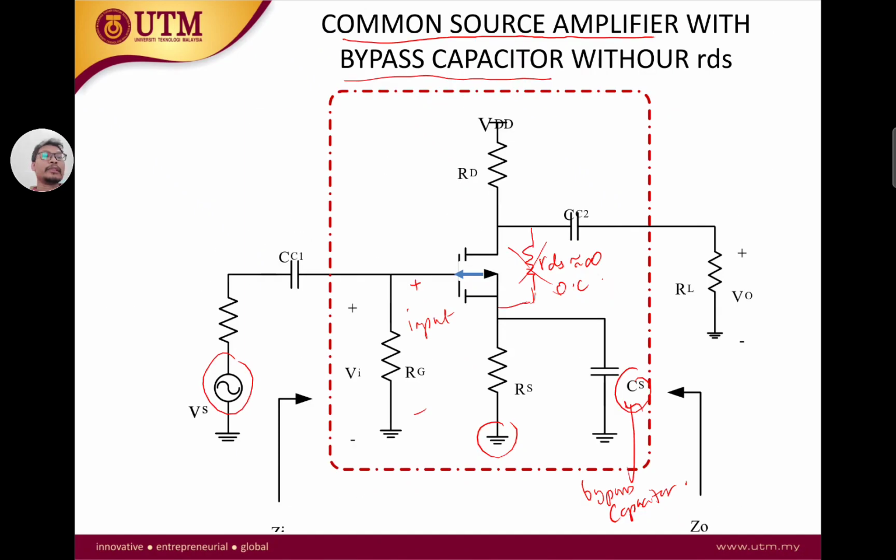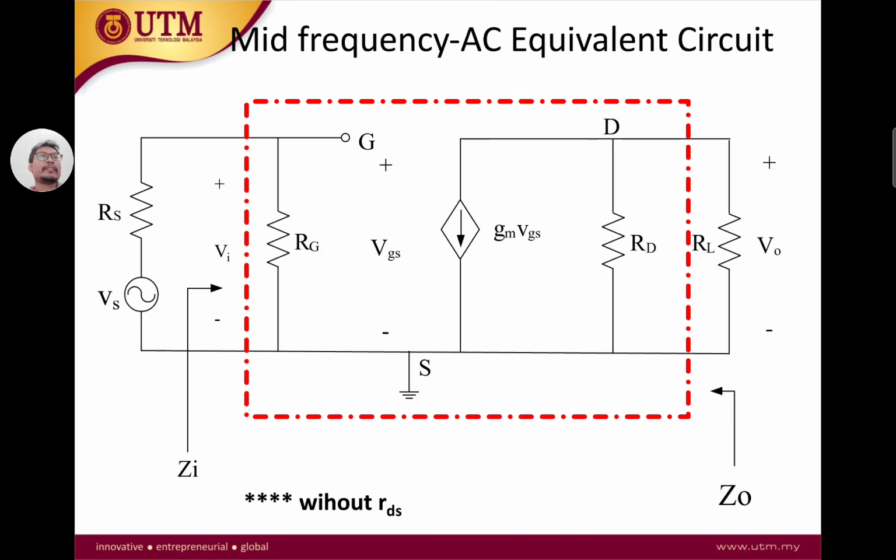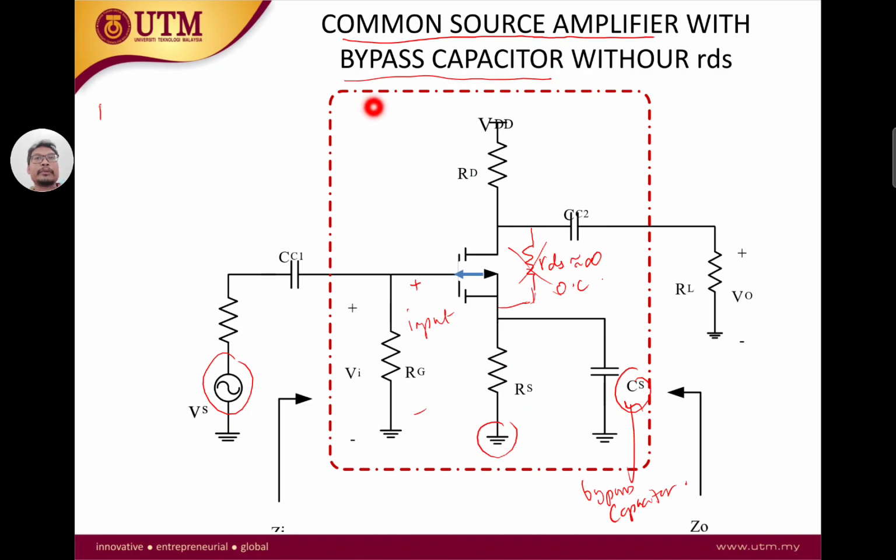From there we want to derive the mid frequency, or small signal, sometimes called the small signal AC equivalent circuit. So what are the steps to obtain the small signal AC equivalent circuit? The first step is to replace the source with ground. This is the first step. For example, here we have our VDD, and you're going to replace it with the ground.